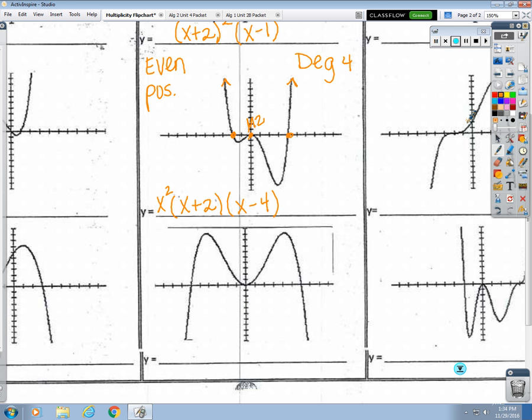Can you only have one bounce in one? You can only have one bounce? No, you can have more than one.